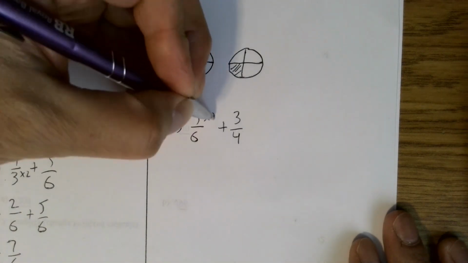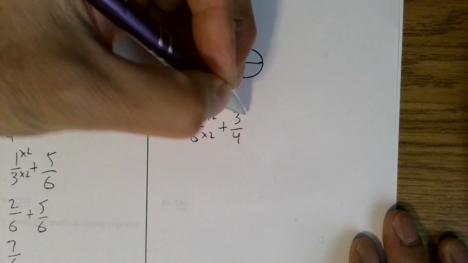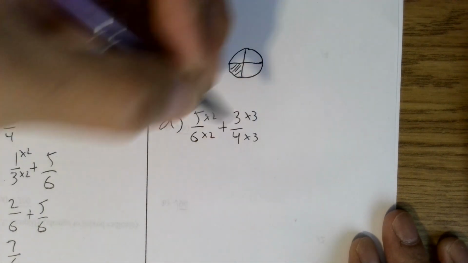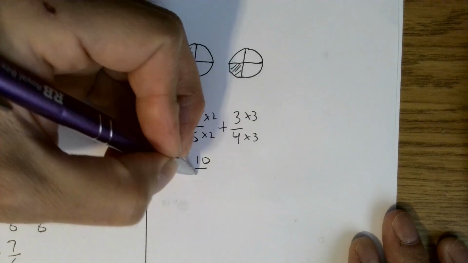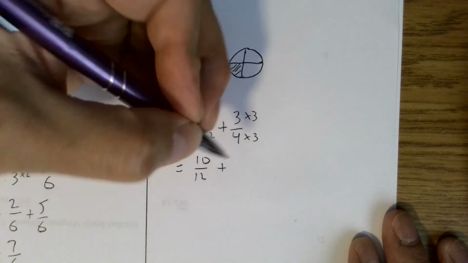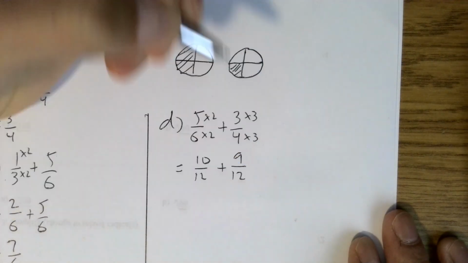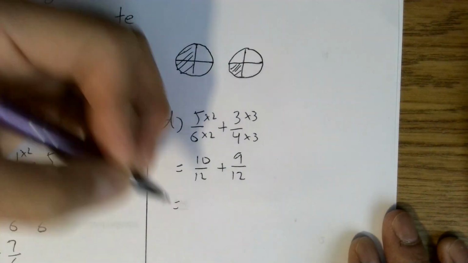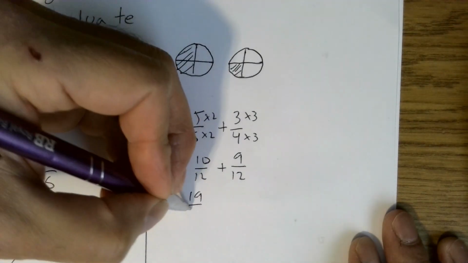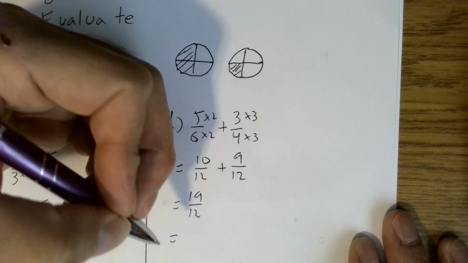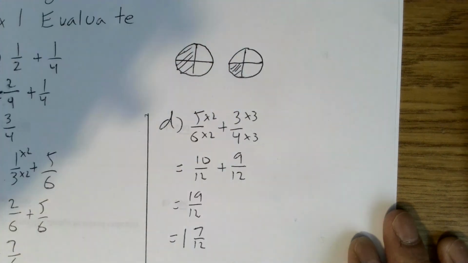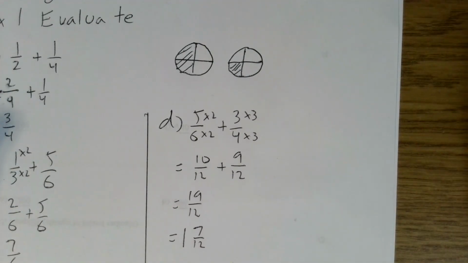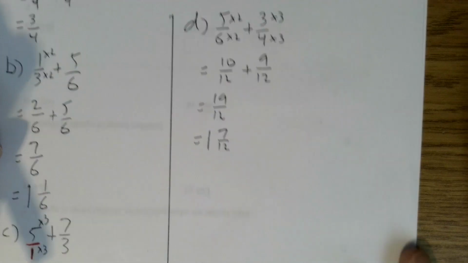So I'm going to multiply top and bottom here by 2, multiply top and bottom here by 3, equals the line above. So I've got 10 slices of 12-slice pizza plus 9 slices of 12-slice pizza. That gives us 19 slices of 12-slice pizza, which means we can build one whole pizza and have 7 slices of 12-slice pizza left over. Okay, enough of the grade 8 stuff. Let's do a grade 9 question with a negative in it.